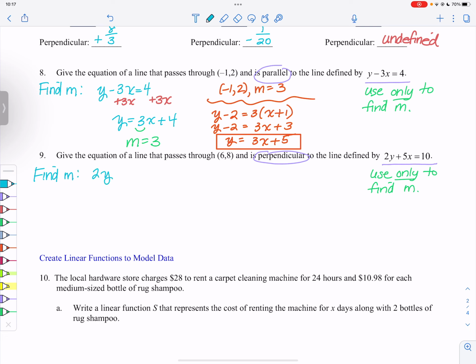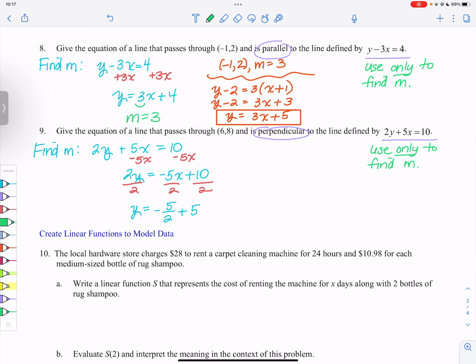So 2y + 5x = 10. We're going to subtract 5x from both sides, and we have 2y = -5x + 10. And we'll divide every term by 2. And we end up with y = -5/2 x + 5. So what is our slope? The slope is -5/2. That's the slope that we need.